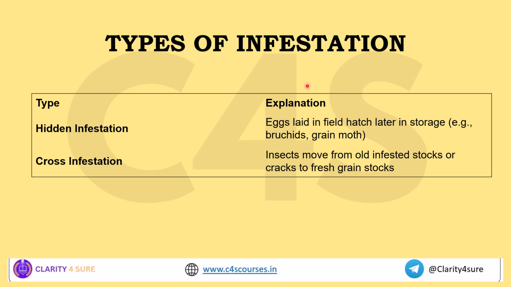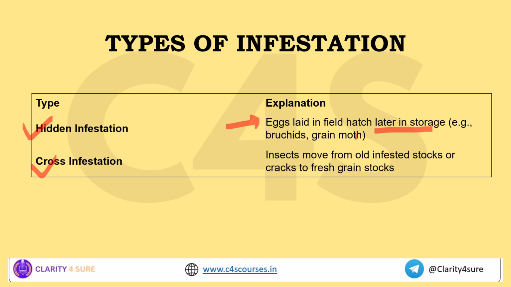Now, there are generally two major infestation types. First is the hidden infestation, and second is the cross infestation. Questions are asked directly on these types, so you need to be careful about them. Hidden infestation occurs when the insect lays eggs within the grain kernels while in the field. The larvae later emerge inside the storage. This is called hidden infestation because the insect cannot be seen by the naked eye.